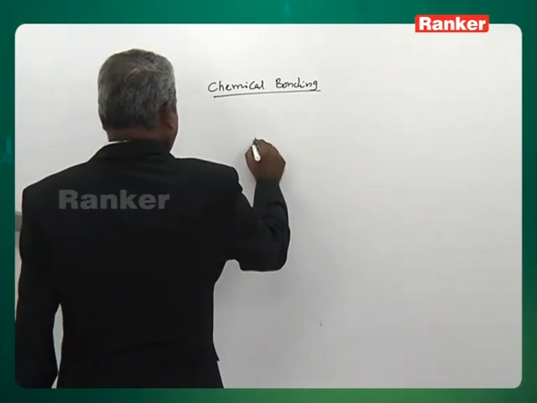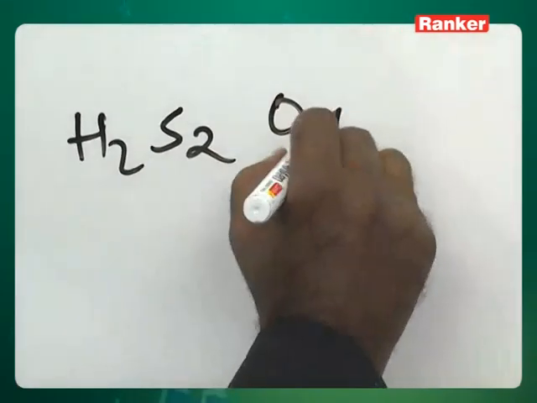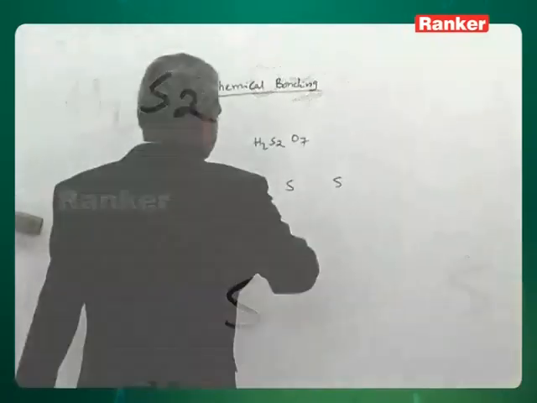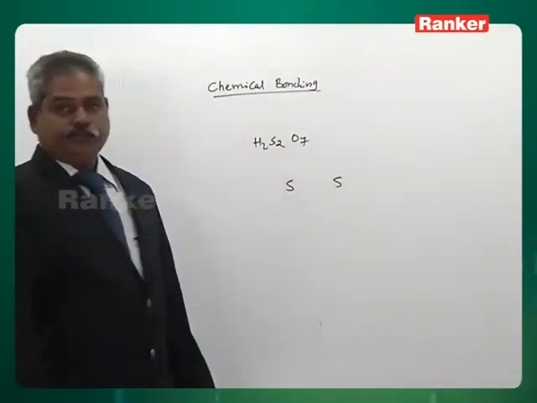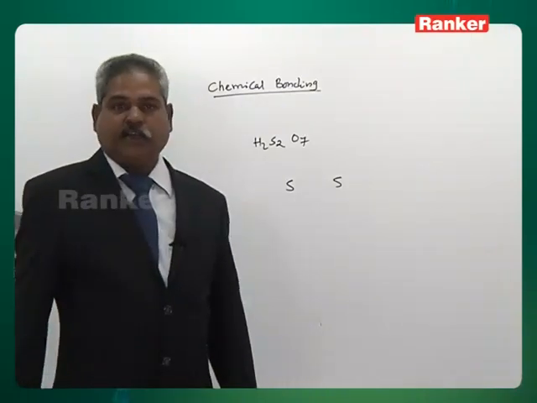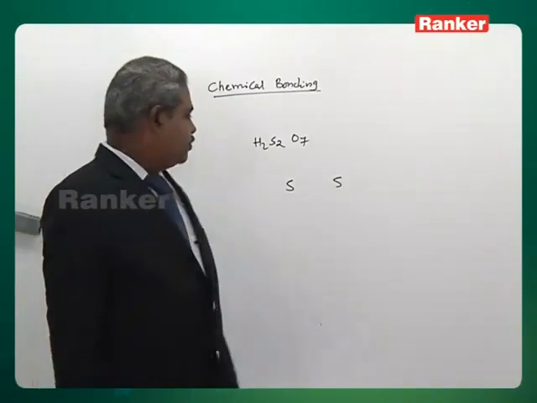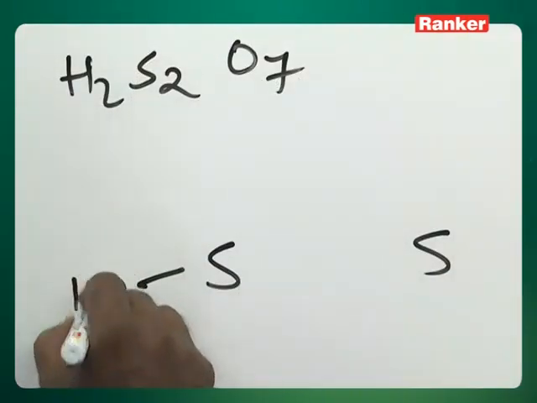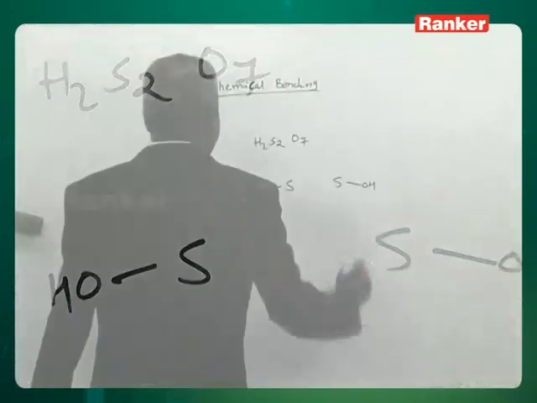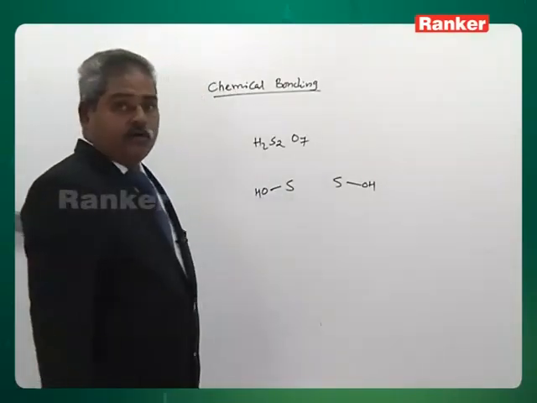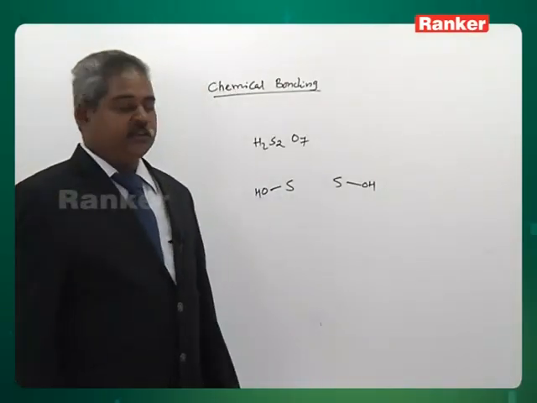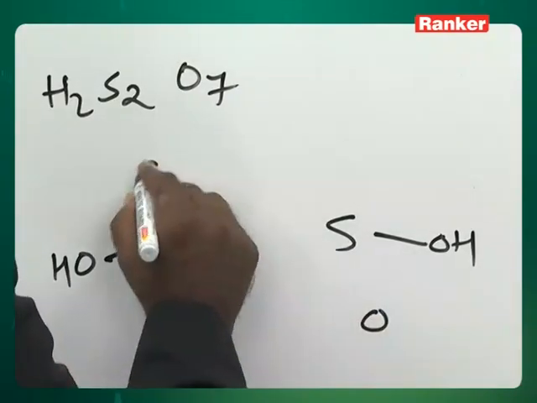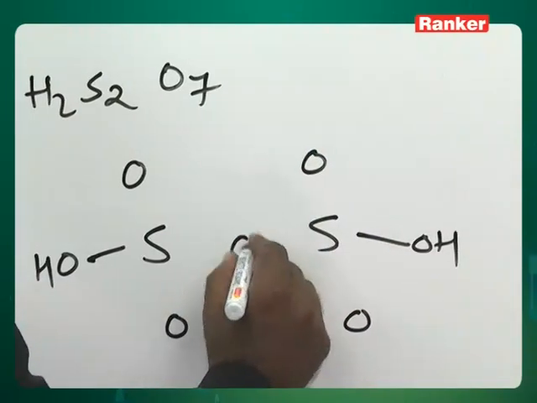Now H2S2O7. How will you draw the structure? 2 sulfurs, 2 central atoms. Recollect the rule, more than one central atom, distribute equally. Since you have 2 sulfurs, 2 OH groups, and you have a total of 7 oxygens and 5 more oxygens are left, distribute equally. 1, 2, 3, 4, 5.